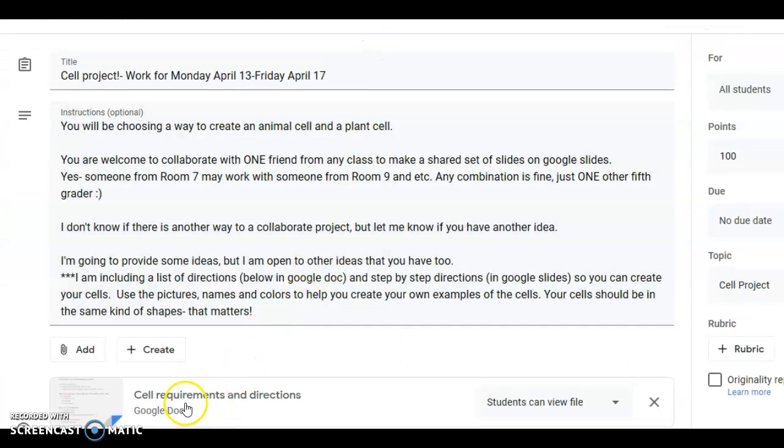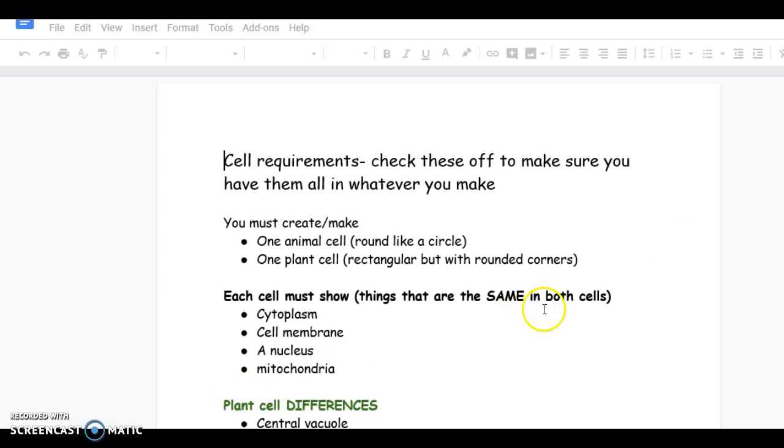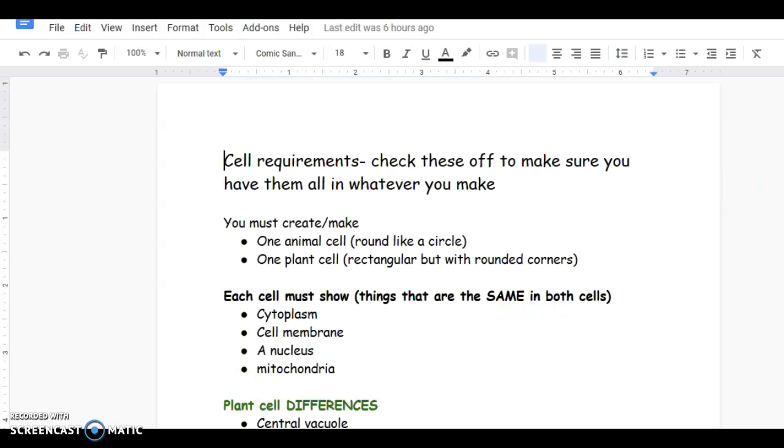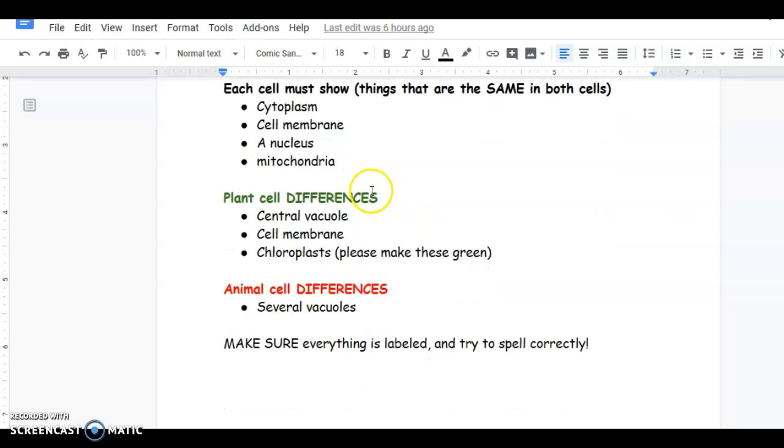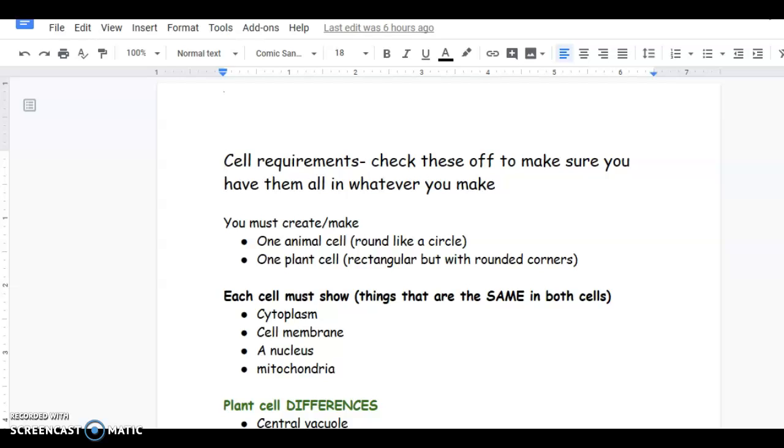So back up here now I have the cell requirements and directions. This is a Google Doc that has a list of everything you should have in your project. You need to make one animal cell and one plant cell. You need to have all of these things in both of the cells. The plant cell should have these differences, and the animal cell should have this difference. I'm going to have a step-by-step thing if that's the easiest thing for you to follow. If you want to try and do it more yourself, if you want to look more at the pictures on pages 6 and 7 in the reader, I think those are the pages, that's totally fine too.